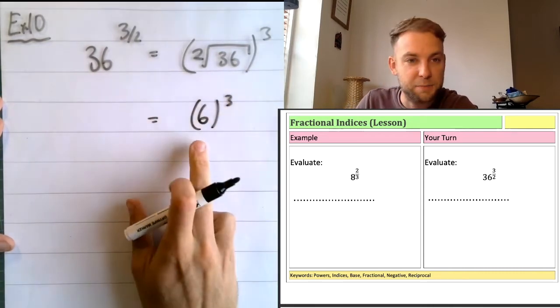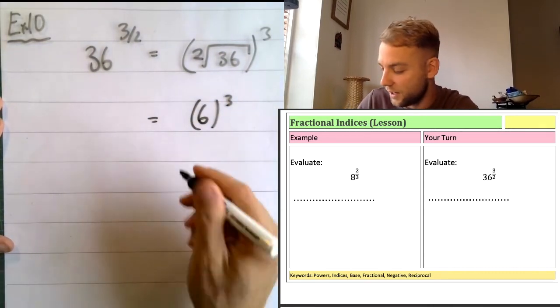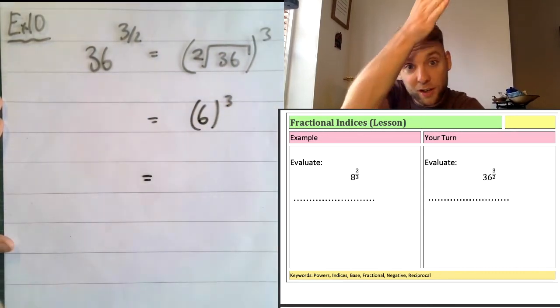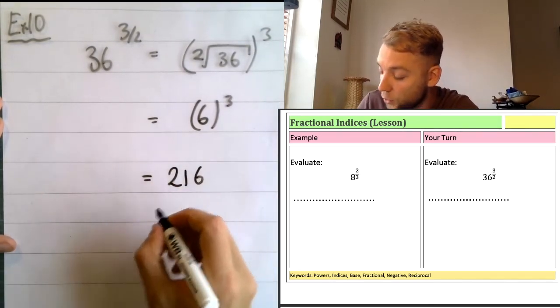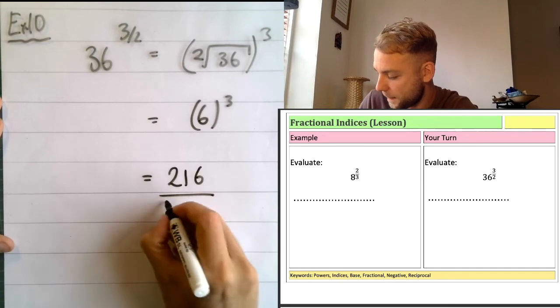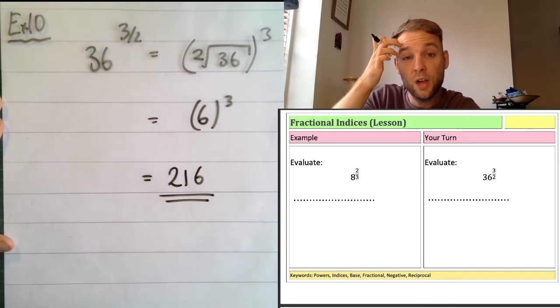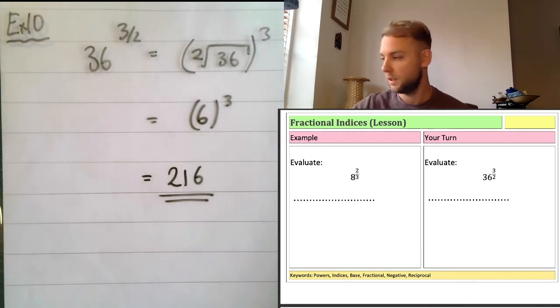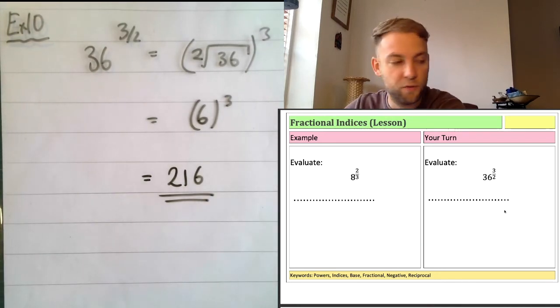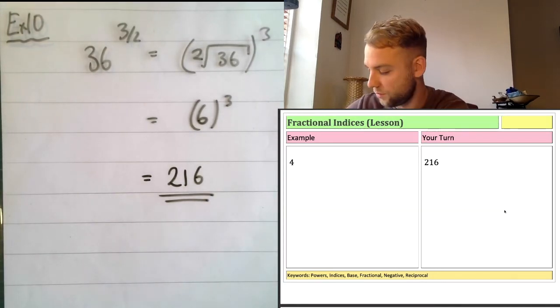And remember I said this might come up, didn't I? 6 to the power of 3. What is 6 to the power of 3? Have a look in your notes. 6 to the power of 3 is 216. And you will be expected to know that. 6 times 6 is 36. 36 times 6 is 216. Brilliant. Let's check those answers. Hopefully you did well on those. 4, 216. Brilliant.